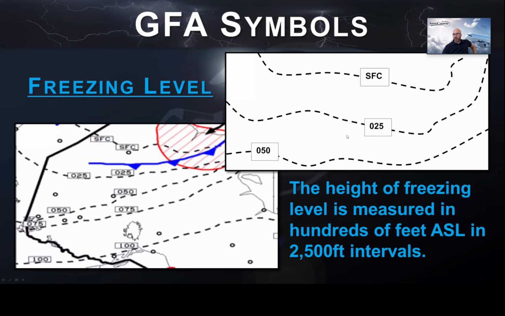They don't give you isobars on the icing and turbulence, they give you freezing level in hundreds of feet ASL. So if you're given icing conditions, it could say moderate clear turbulence from the freezing level up to 10,000. So if you need to figure out where the freezing level is, you would look for these dotted lines. And they're all spaced 2,500 feet apart.